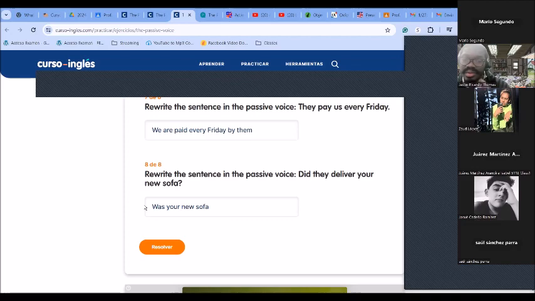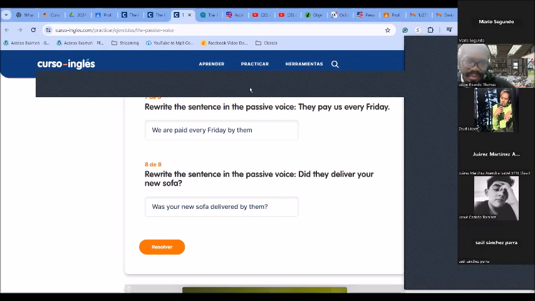All right, so "was your new sofa." But what was my verb? Deliver. Okay, so it becomes "delivered" here. "Was delivered" is my transformation. And if you want to include the subject agent, you add "by them" and close off your question. Was your new sofa delivered by them? Repeat. Was your new sofa delivered by them? Good. All right, so that's a question form.